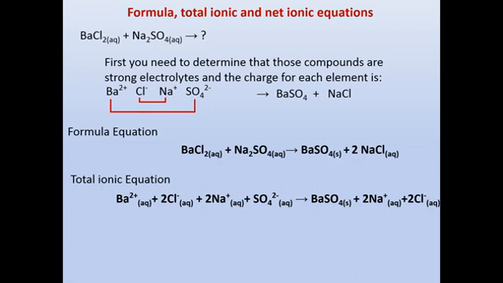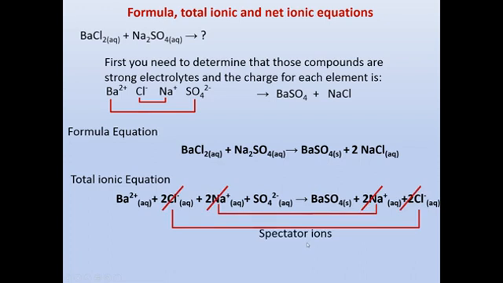What we then have to look for are the spectator ions. They're the ones that are exactly the same on both sides. We can see we've got the 2 chloride ions on the left and right, and 2 sodium ions on the left and right, so they're the same. They're our spectator ions, so we can cancel those out. What we're left with is the net ionic equation. The barium ions and sulfate ions react together to form barium sulfate. That's effectively what's going on in this reaction.